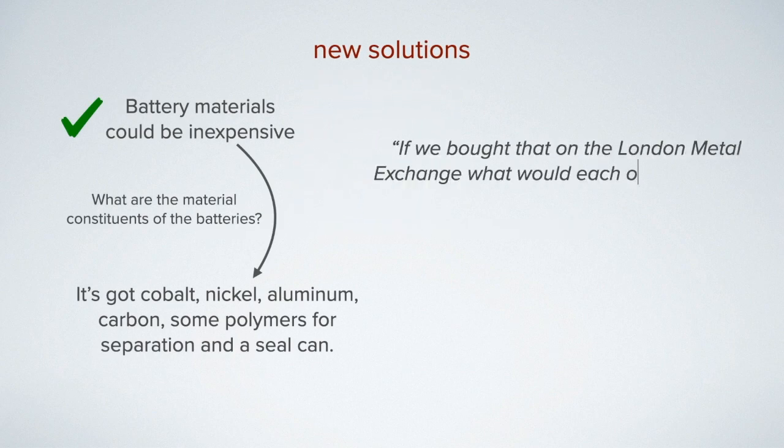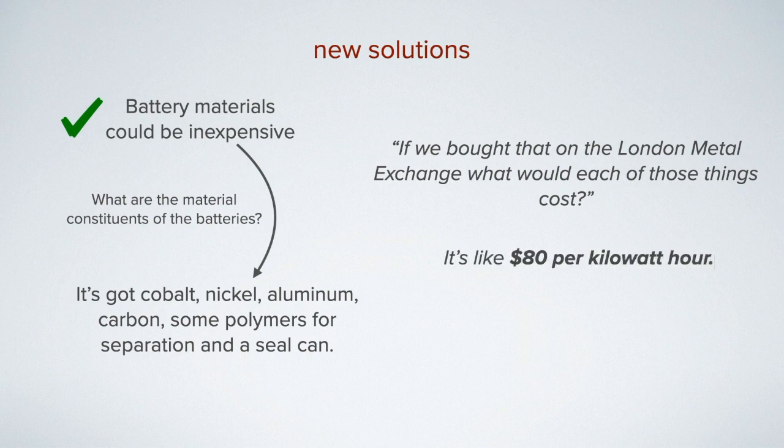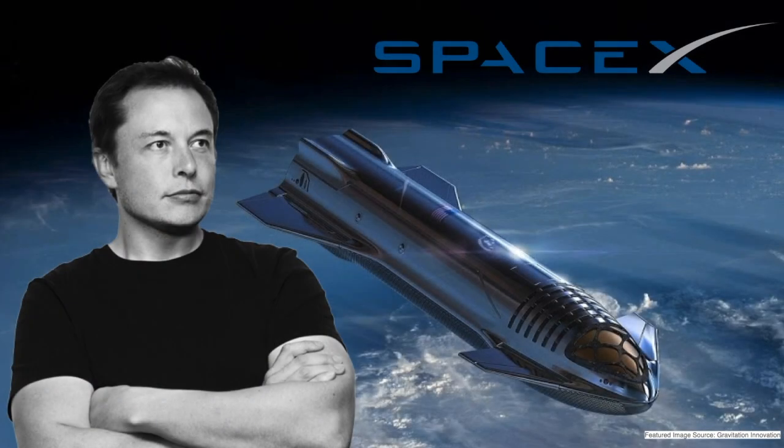So Elon said, if we bought that on the London Metal Exchange, what would each of those things cost? And the answer, it's like $80 per kilowatt hour from $600. So he cut the cost by more than 50%, right? And by applying this first principles thinking, Elon built SpaceX, aiming to make space travel possible for everyone.